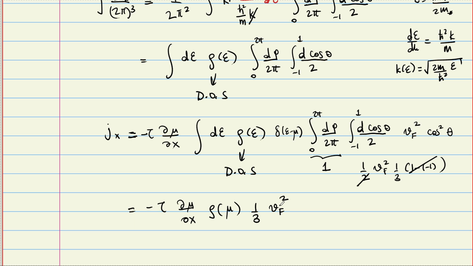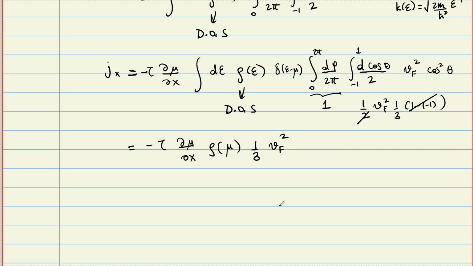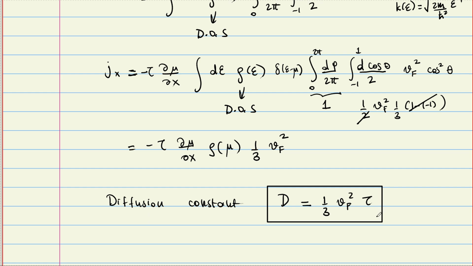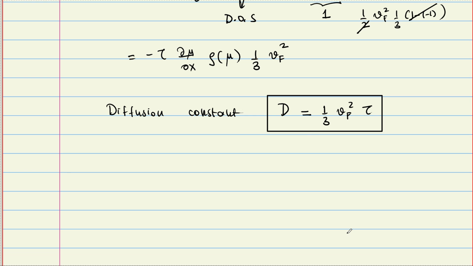Minus tau delta x of mu, 1/3 V Fermi. Okay, good. Now here, looking at this, I have this 1/3 V Fermi squared tau. I want to introduce the so-called diffusion constant, which is shown with D, and is equal to 1/3 V Fermi squared tau. So this is an important thing to know. There are other ways to derive this, but in the present context it came from the diffusion equation.